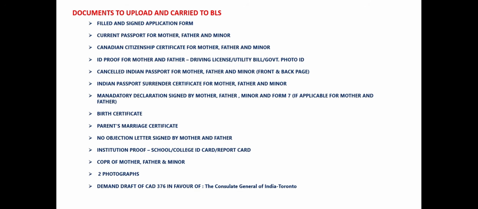Demand draft of Canadian $376 in favor of the Consulate General of India Toronto. This is for the Toronto jurisdiction. For Ottawa and Vancouver jurisdiction, you need to check the BLS website as to in whose favor the DD has to be prepared to pay the OCI fees. Filled and signed checklist. I'll share the link of the checklist in the description of the video. You need to make sure that all the documents are as per the checklist, and don't forget to take the original as well as the photocopy along with the OCI filled and signed application form.